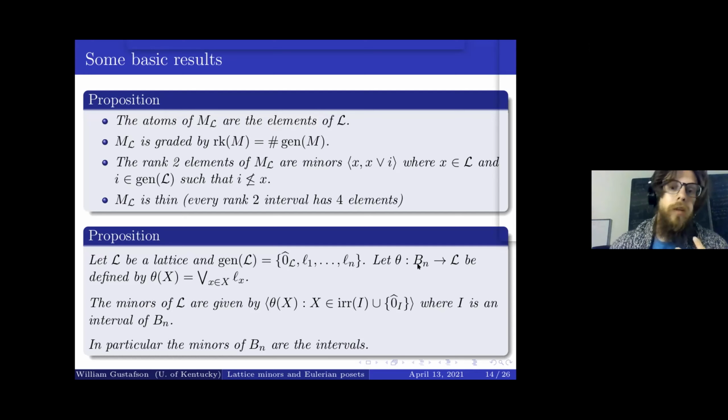So minors you can think of as a structure inherited from the intervals of the Boolean algebra. Okay, and so what I mean technically by that is, if we look at this canonical map from the Boolean algebra to your lattice, where we just send a set to the corresponding join of irreducibles, or sorry, generators, then the minors of the lattice are exactly the images of the intervals of the Boolean algebra. And so I have to tell you what the generators are for a minor, and those are just the images of the generators of the interval you picked, which are the atoms in that case.